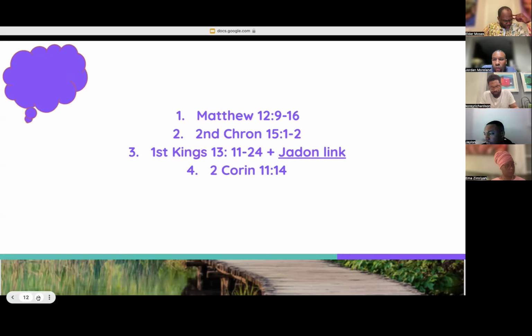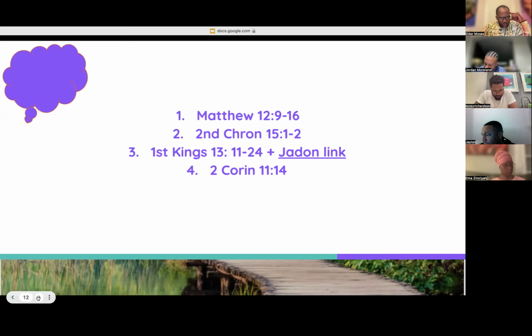Verse 9 says, and having left there, he went to their congregation, and see, there was a man having a withered hand. And they asked him, saying, is it right to heal on the Sabbath? So as to accuse him. And he said to them, what man is there among you who has one sheep, and if it falls into a pit on the Sabbath, shall not take hold of it and lift it out? How much more is a man worth than a sheep? So it is right to do good on the Sabbath.